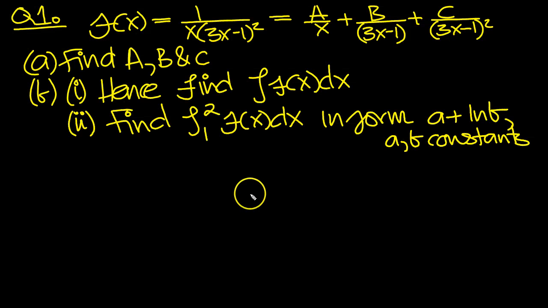So let's have a look at this then. I've got the question here in summary form. So let's have a look at part A then to find a, b and c. So here let's cross multiply. Multiply by the denominator rather.